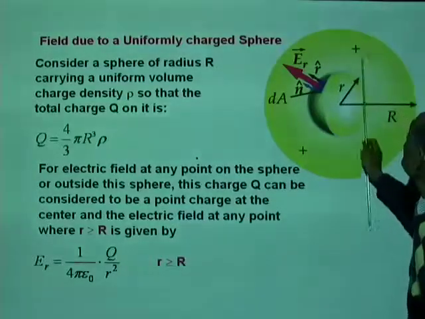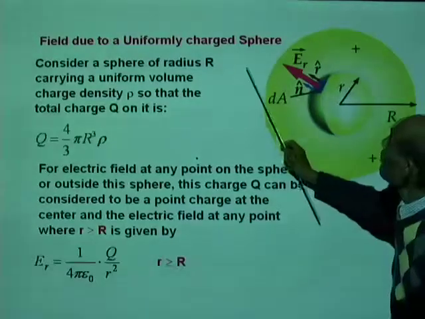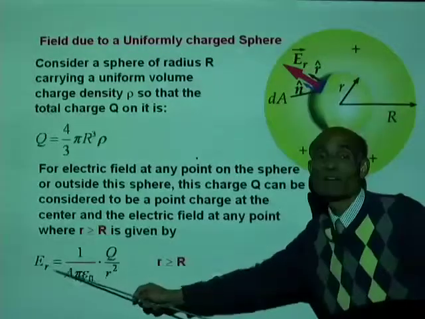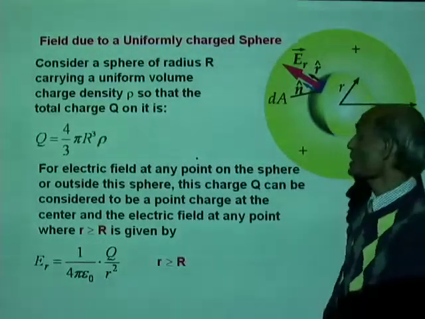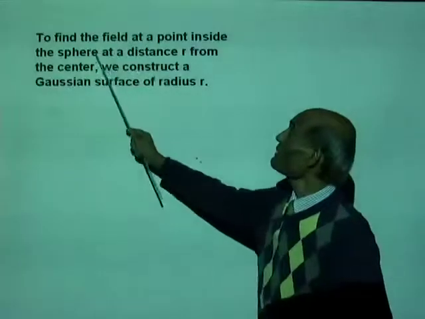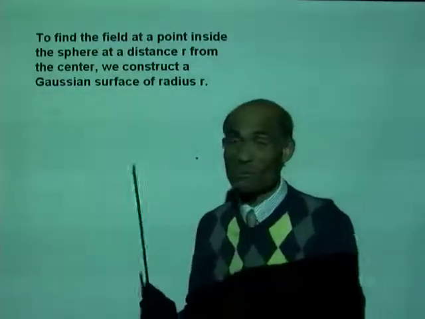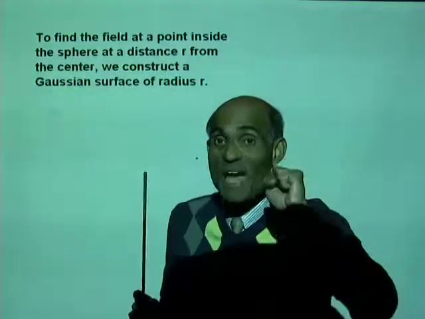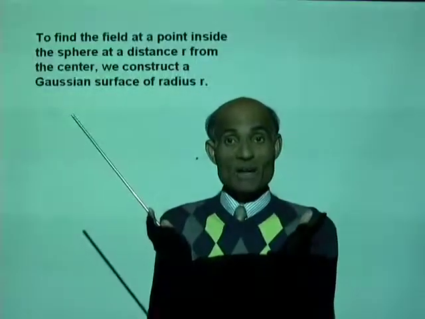So this is the sphere of radius r. At any point outside or at any point on the sphere, the electric field will be 1 over 4 pi epsilon naught times Q over r squared. Now, to find the field at a point inside the sphere. This time, remember, don't get confused again. The field inside a charged shell is 0. This is not a shell. This is a solid sphere.